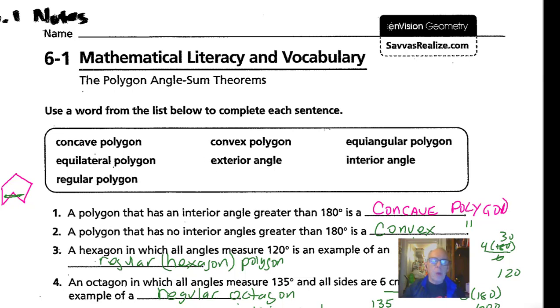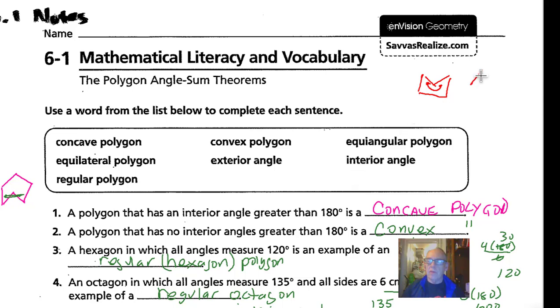So what we got. A polygon that has an interior angle greater than 180 degrees, we call a concave polygon. And we talk about that in the student companion. But if we draw a concave pentagon here, it's got 5 sides, it's a pentagon. There's a concave part. This angle here is bigger than 180 degrees.